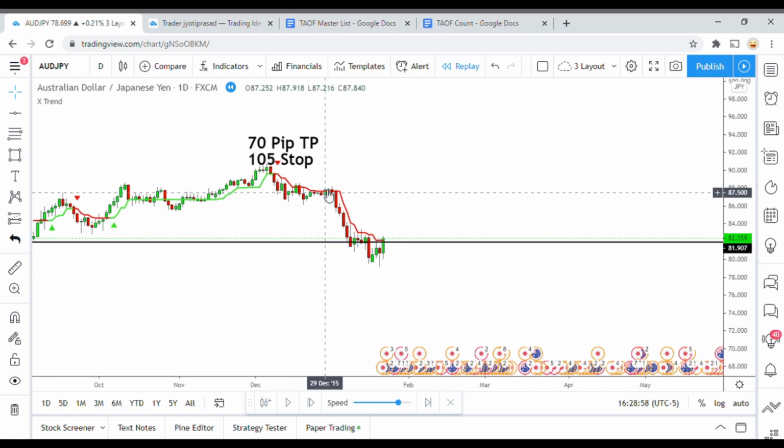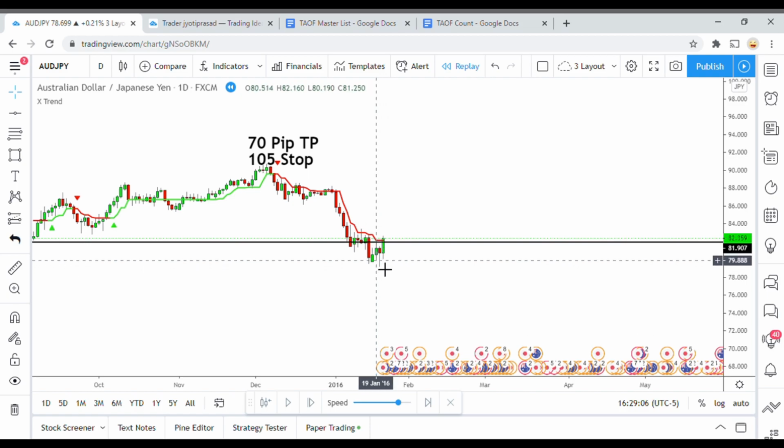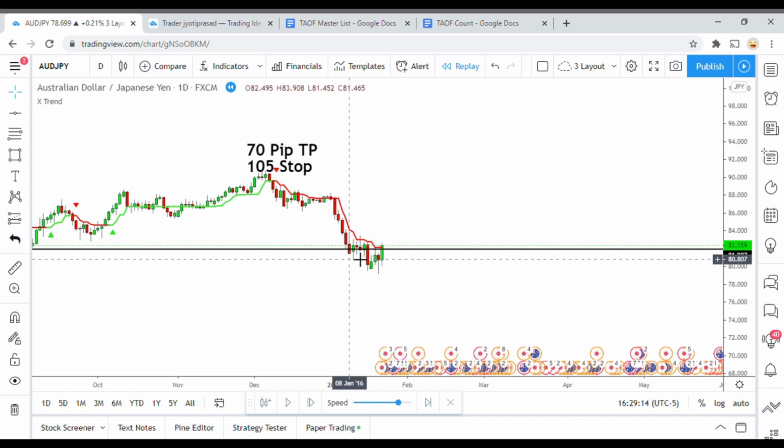So market makers like to do this. They'll bring it down, they'll hit an area of support and resistance, they'll break it for a moment, bring in a bunch of people to the short side in this case, and then immediately spike it back in the direction that they wanted it to go in the first place. This is their way of making lots of money.